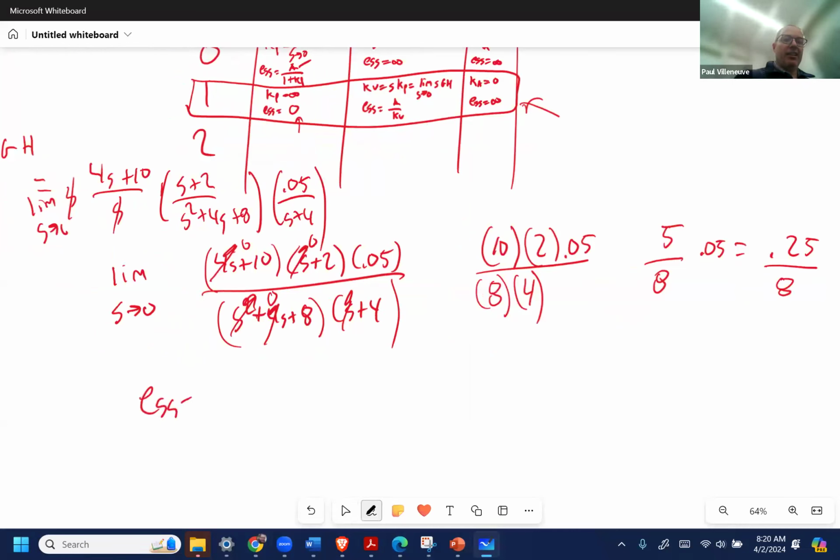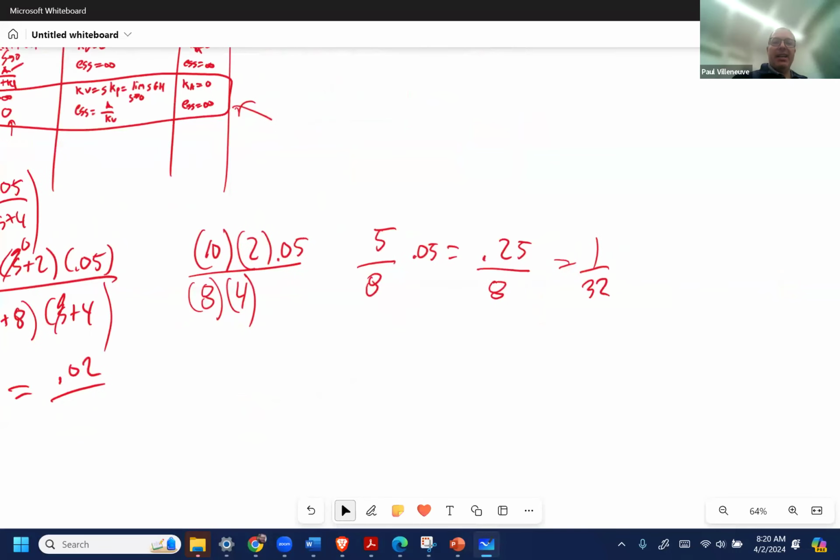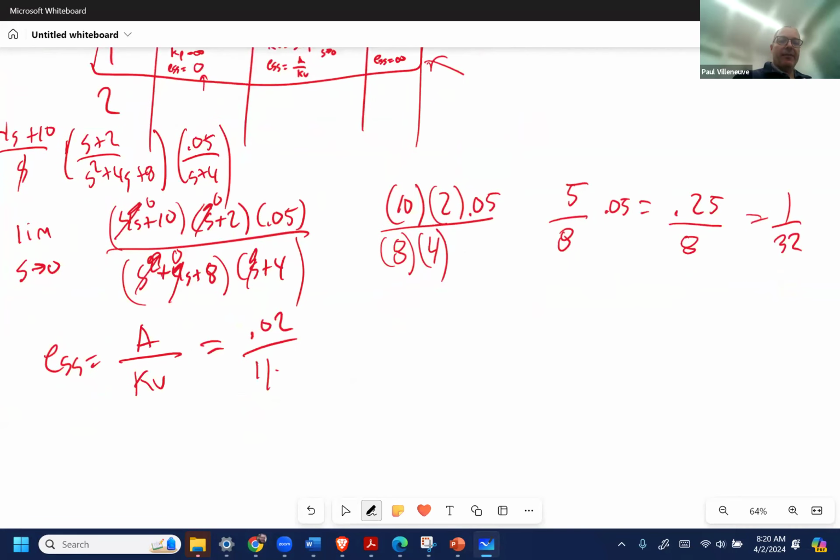My ESS is equal to A, whatever the magnitude is of the ramp, divided by my velocity constant. It was 0.02 divided by 1/32. So 32 times 0.02 is 0.64. So all you have to do is look at the table.